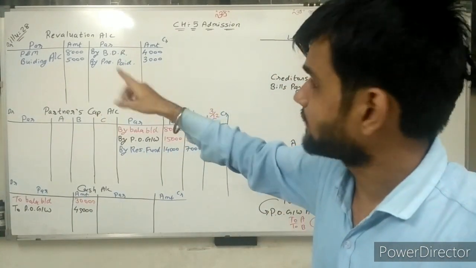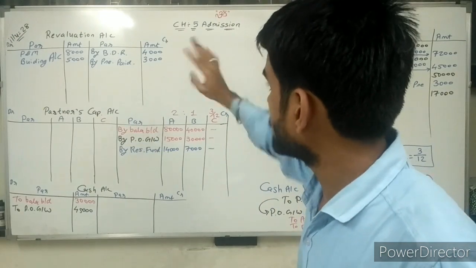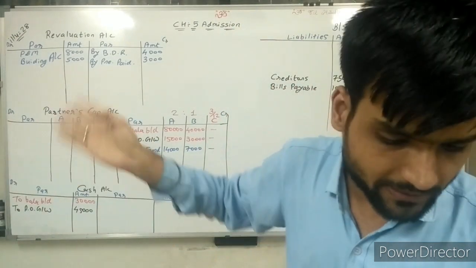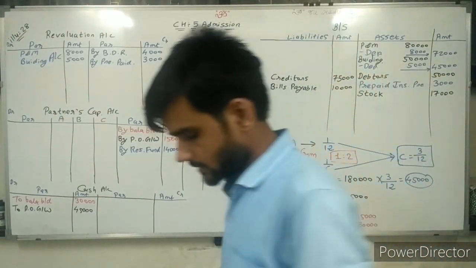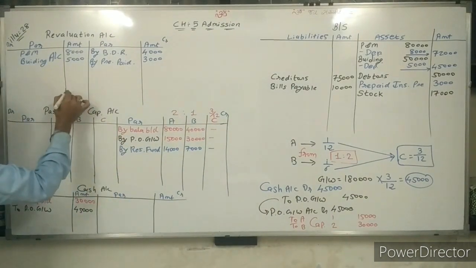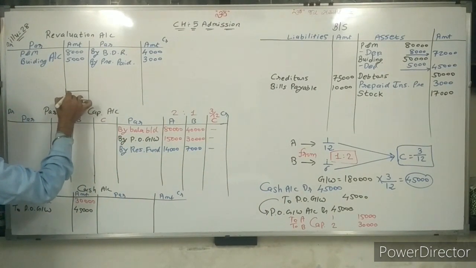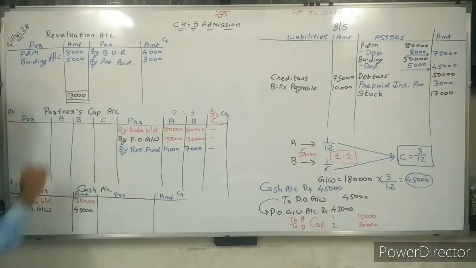Debit side 8,000, 5,000, yes. Credit side 4,000, 3,000, okay. Now the debit side total is more, 13,000. So I am writing here 13,000.